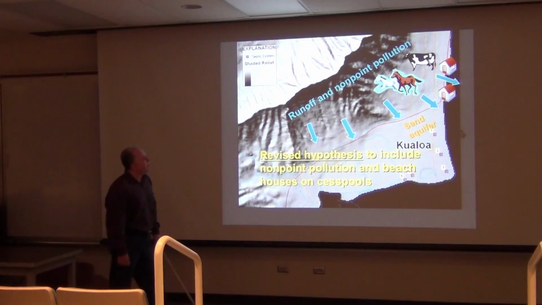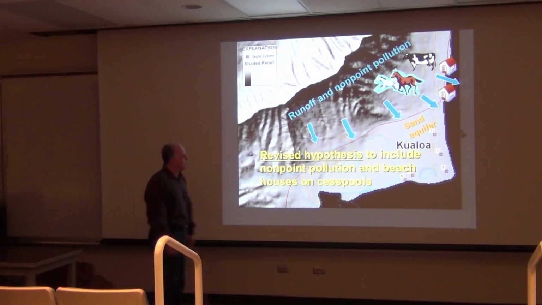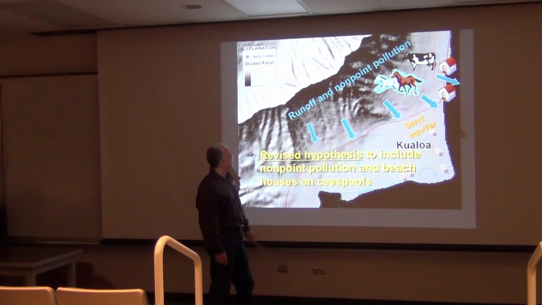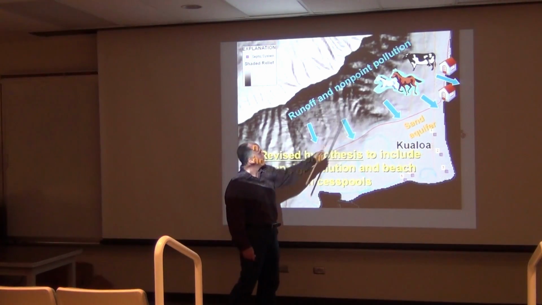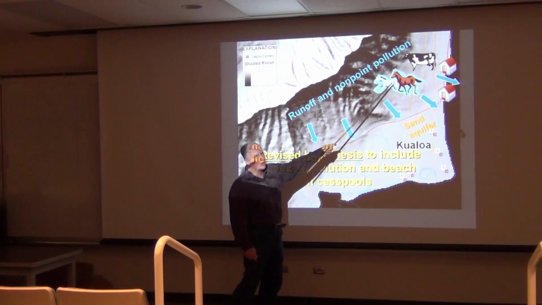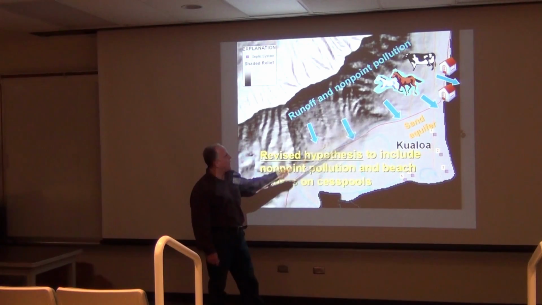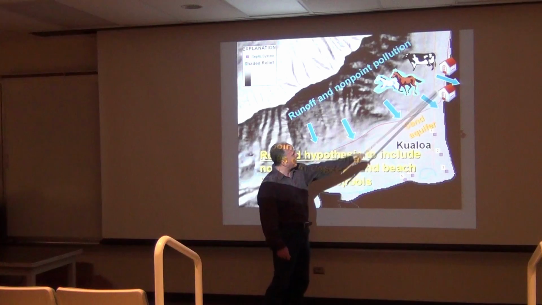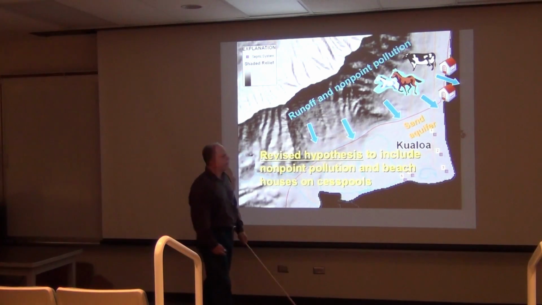So we kind of revised the thinking to not only be concerned with these septic systems, but also perhaps non-point pollution from across the highway. It's Kualoa Ranch. They've got horseback riding. They've got cows in the pastures. And these houses up here that are on individual cesspools.